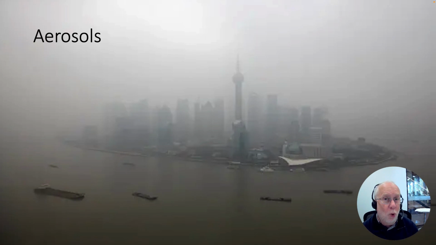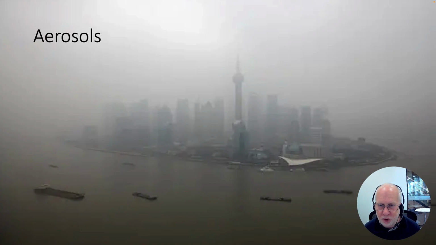Another really important thing that GCMs need to include is the effect of aerosols. Now, we've been talking about human pollution with things like carbon dioxide and methane, both of which are invisible. But there is a much more visible form of human pollution, and this is tiny particles and chemicals like nitrous oxide and sulfur sulfates in the atmosphere. I'm going to call these collectively aerosols, and you can see them.